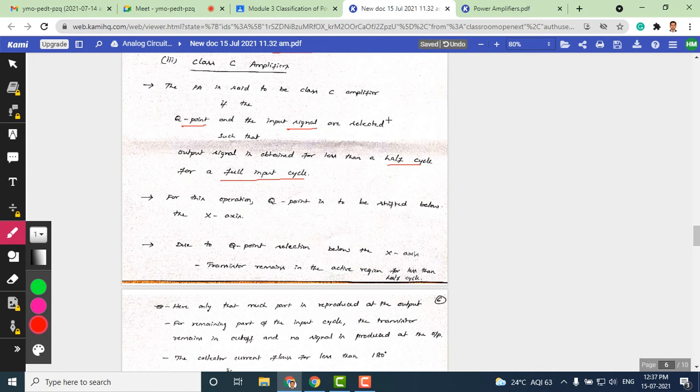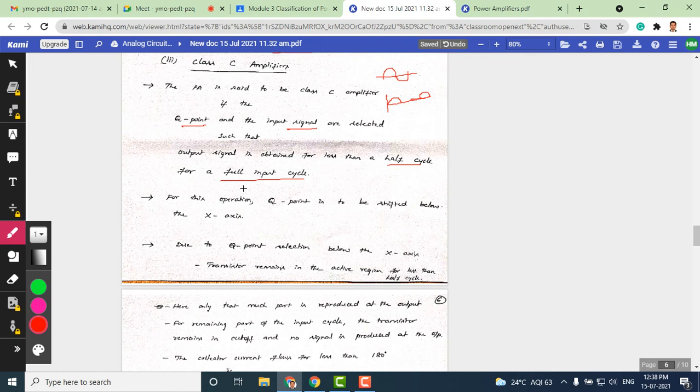In the first case, we have seen that output current was flowing for the entire 360 degrees. In class B, we have seen that even though we apply a complete AC input, only the positive cycle current was flowing, and negative cycles were suppressed. But look here, the output signal is obtained for less than the half cycle. That means you don't even see a full complete half cycle in the output with reference to class C. We see only part of the positive half cycle. Such kind of amplifiers are called class C amplifiers.